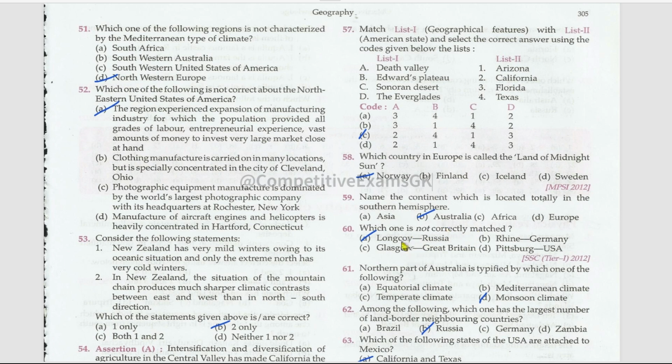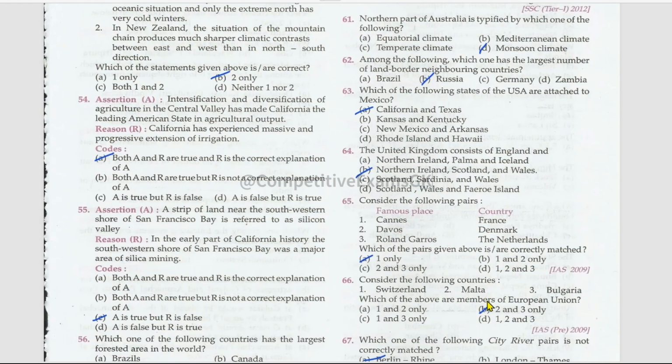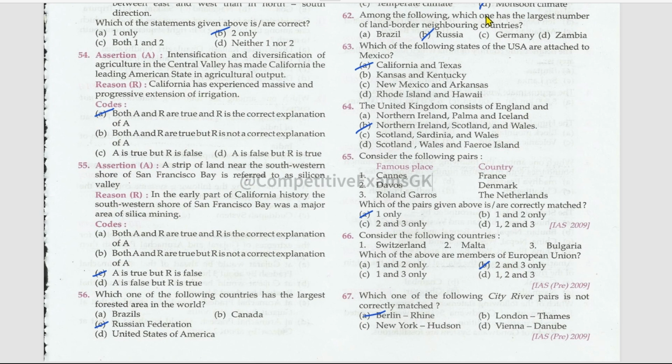Longkoi, Russia. No. This is present in which country? Mention that in the comments. Northern part of Australia is typified by which one of the following? Monsoon climate. Among the following, which one has the largest number of land border neighboring countries? That is Russia. Which of the following states of the USA are attached to Mexico?